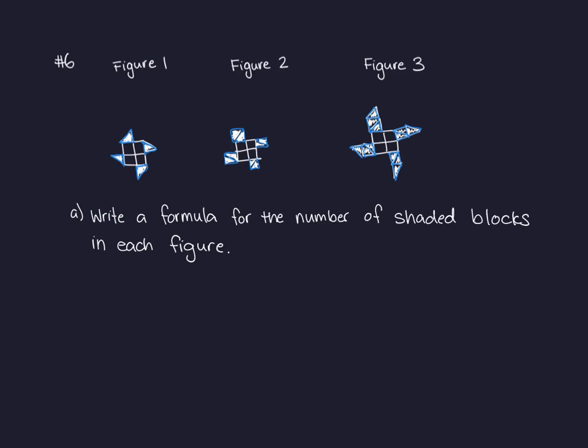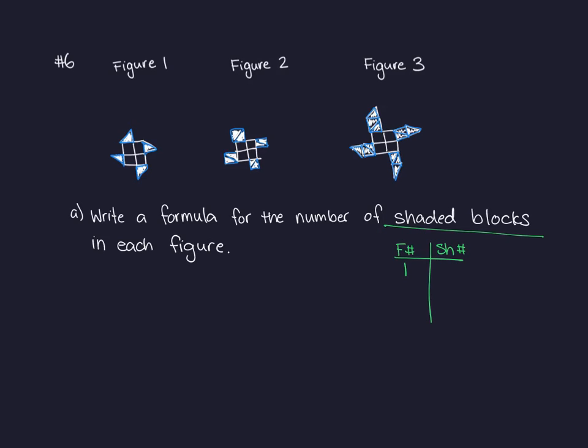Question 6 will give you a series of figures that are made of shaded and unshaded figures. So I've got unshaded squares and shaded triangles. I know it's weird, but hopefully you can see it. And they ask you to write a formula for the number of shaded blocks in each figure. So I sometimes find it easiest to start with a t-table. So I'm going to have the figure number and the shaded number.